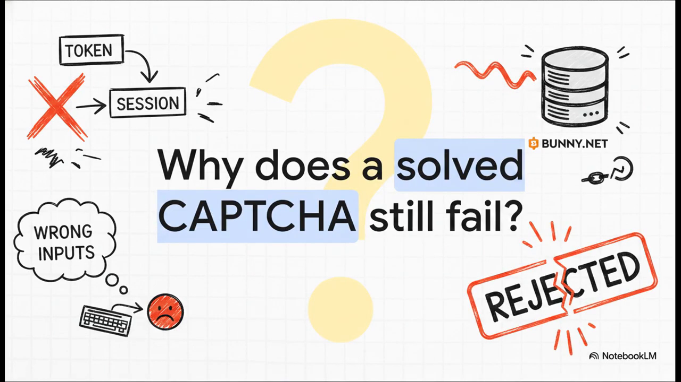Time for a quick rapid-fire FAQ. First up, why does a seemingly valid, perfectly solved CAPTCHA still fail? Well, almost every single time, it's because that token got applied in the wrong session context. Your initial inputs were slightly off, or the downstream requests simply rejected the mismatch.